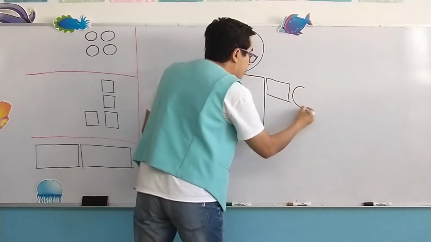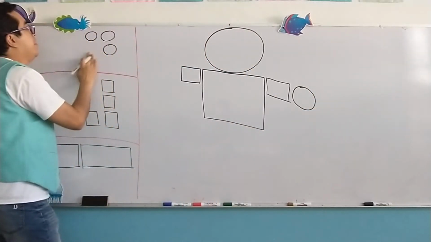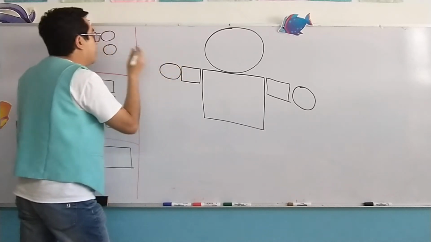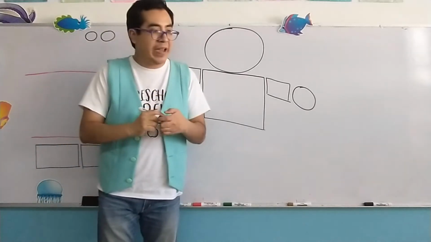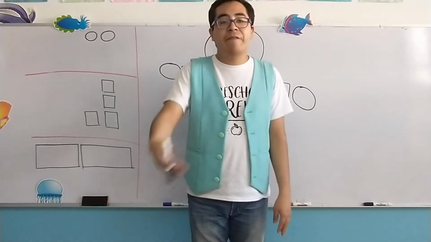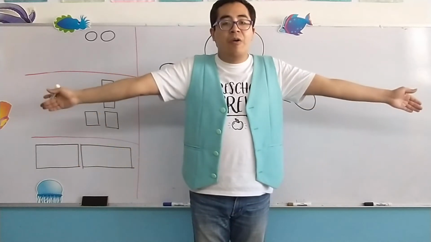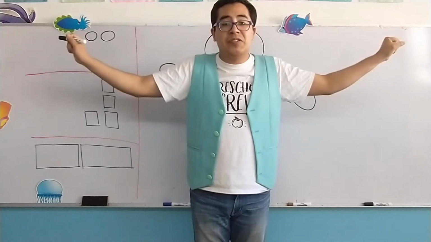One circle here. Erase it from here. One circle from here. We erase it from here. Okay, so we have our head, our body, our arms, and our hands.